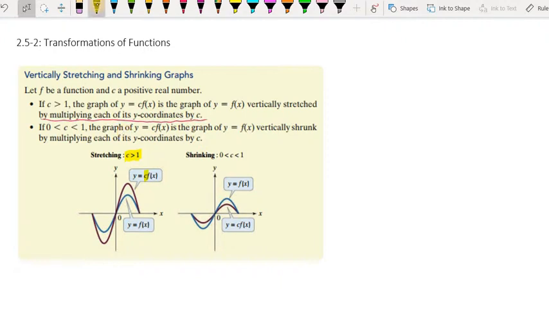Okay, and then if c is between 0 and 1, we're going to have a vertical shrink by multiplying each of the y coordinates by c as well. So this is something you need to memorize. Okay, let's go ahead and look at the first example and see how we apply this.